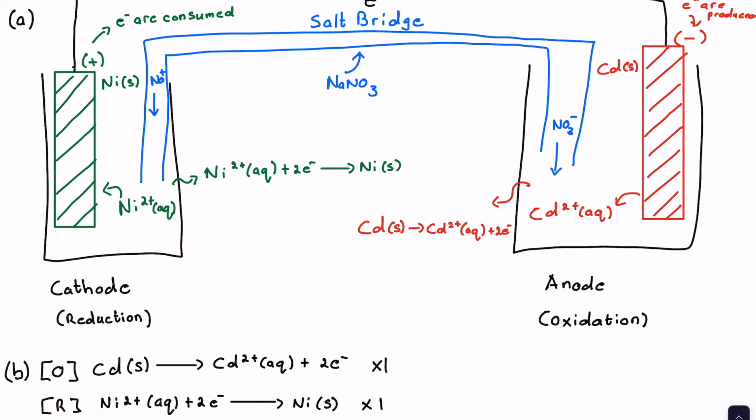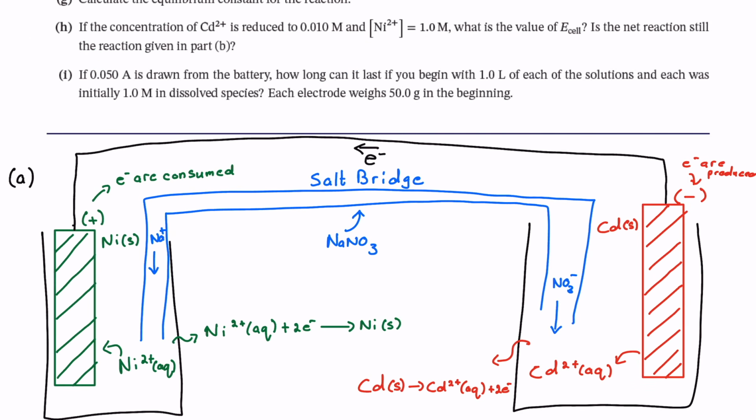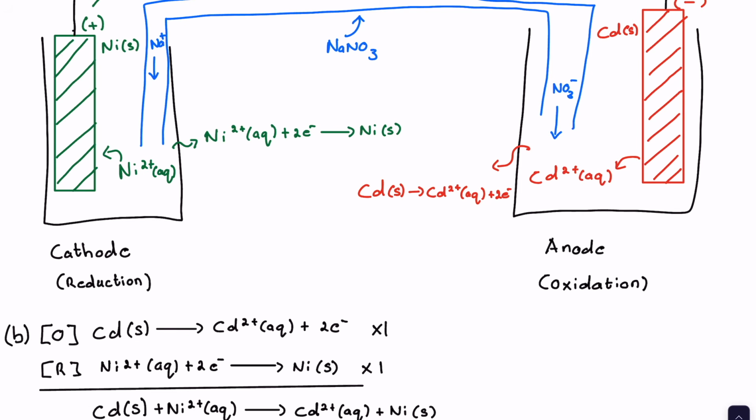And how long will this be able to last? Our answer is to look at our chemical equation that we wrote. We have 50 gram of cadmium, and we have 1 liter of a 1 molar solution of nickel 2 plus. How long would this be able to last if 0.050 ampere is drawn from this? Hopefully you see as well, we have a chemical equation that's dictating to us the number of mole required of each of these species.